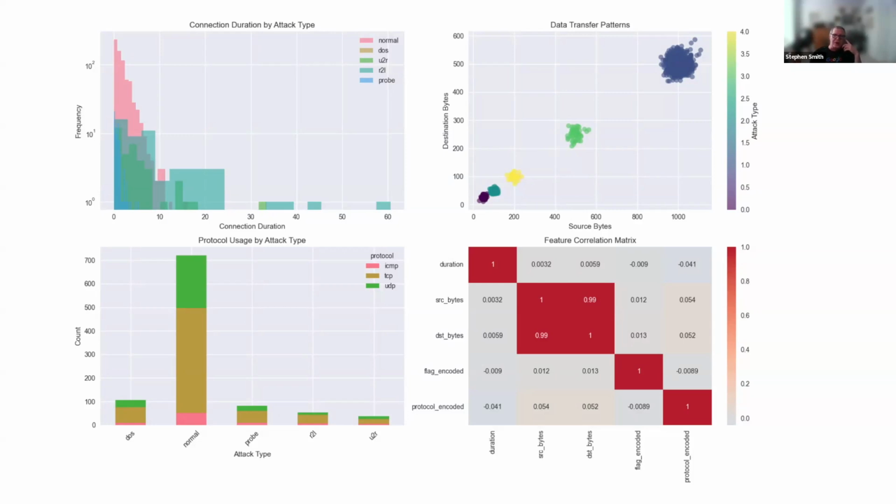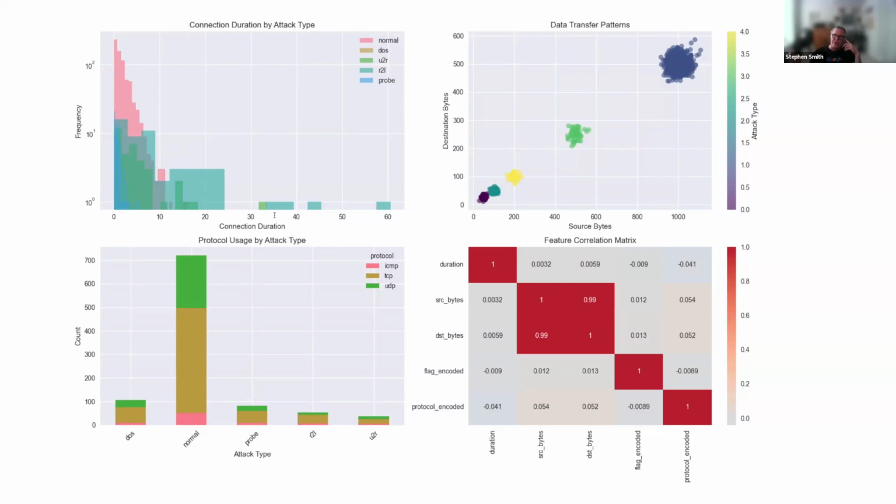So what are the key insights here? The attack signatures are in the data flow. Normal traffic is a balanced distribution. If we look here in this first graph, we've got all the salmon color.